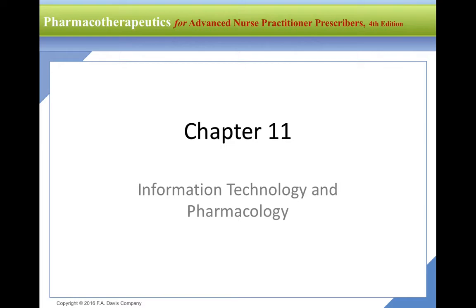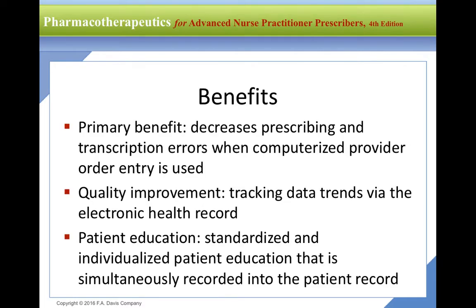Information technology and pharmacology. So, the primary benefit of this is to decrease prescribing and transcription errors when computerized provider order entry is used. Nothing's perfect. A lot of times, even the computer can mess up and pick the wrong thing, but it definitely provides a benefit of not having to use handwritten notes, which cause a lot of medication errors. It helps standardize patient education and helps us to constantly do quality improvement, because we're able to pull information out of the documentation that can be analyzed.